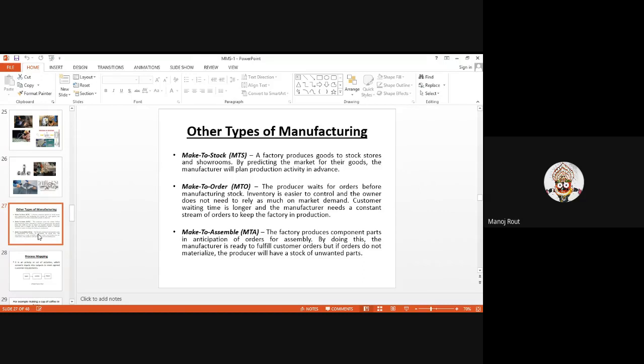And the last one is make to assemble. In this case, the factory produces component parts in anticipation of orders for assembly. By doing this, the manufacturer is ready to fulfill the customer order. But if the order does not materialize, the producer will have a stock of unwanted parts. So these are the other types of manufacturing process.